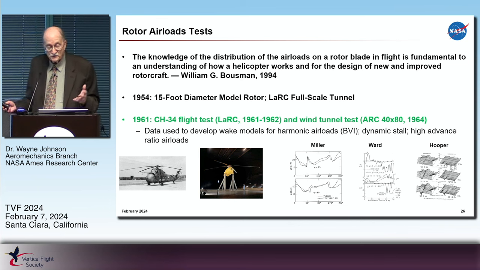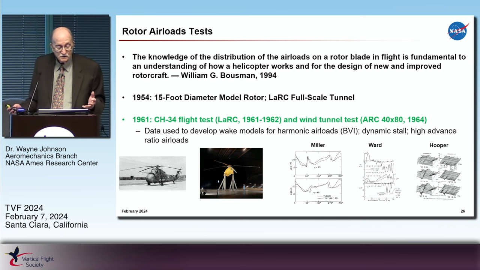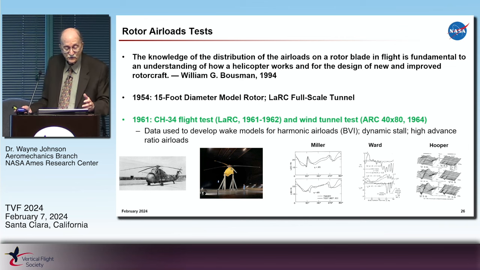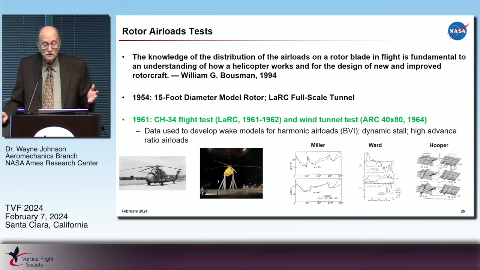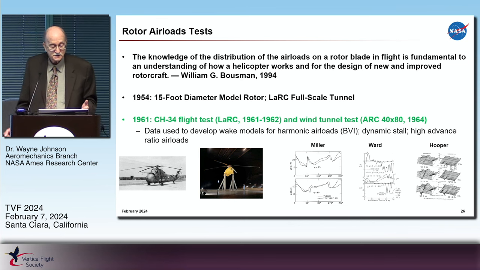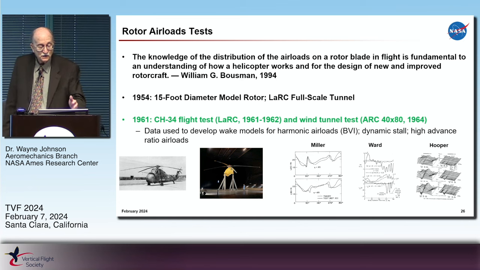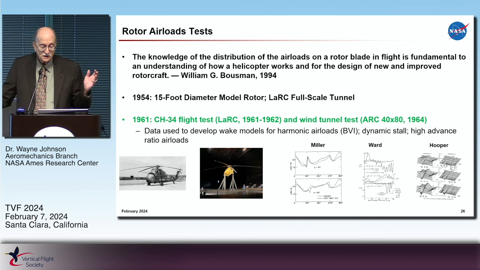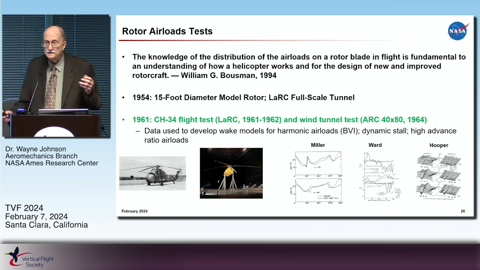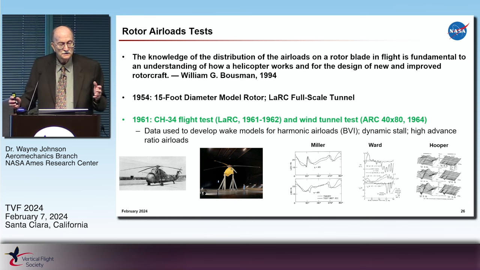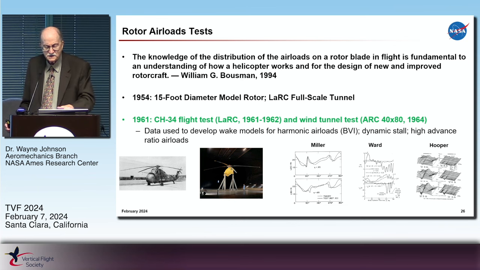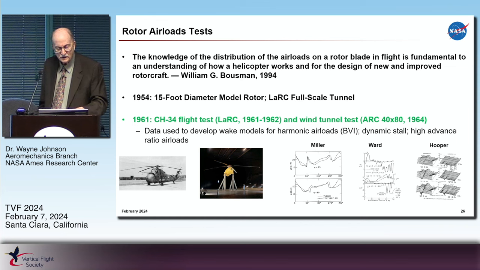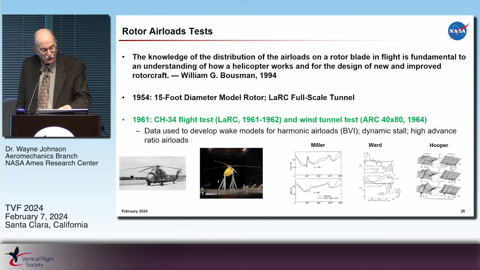Before 1974, before our first decennial meeting, we did have a CH-34 flight test and wind tunnel test. And this is a very important experiment. It was used in developing airloads prediction codes. That's the Miller work. Ward looked at the data to figure out dynamic stall. Hooper looked at it to sort out negative loading on the advancing side. So a tremendous amount of work as a direct consequence of this data set.